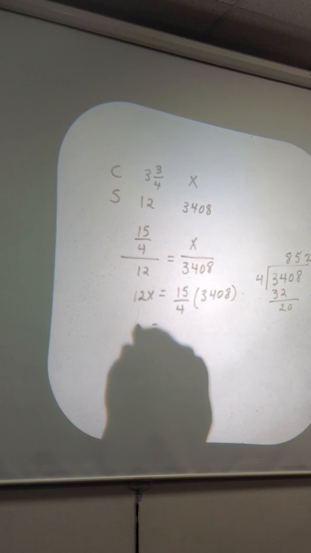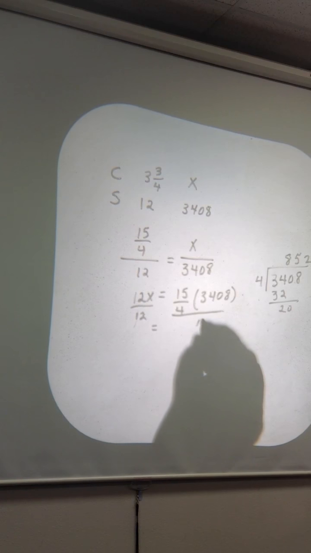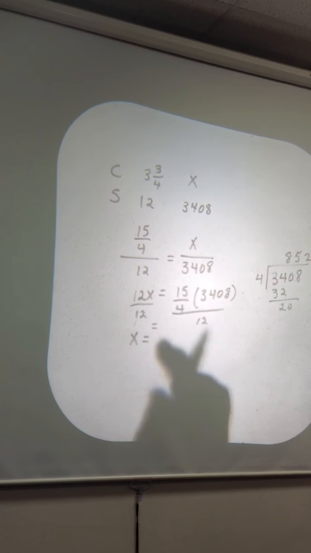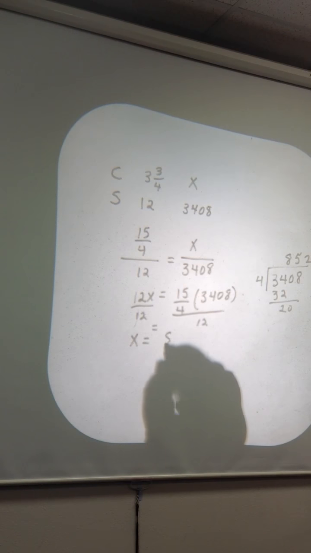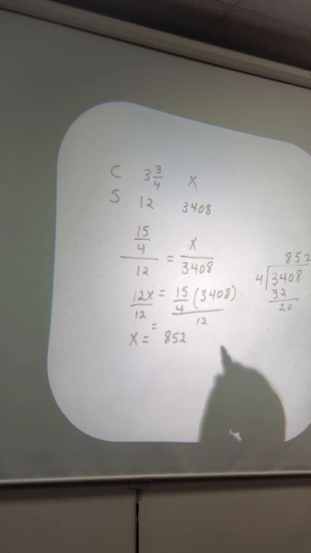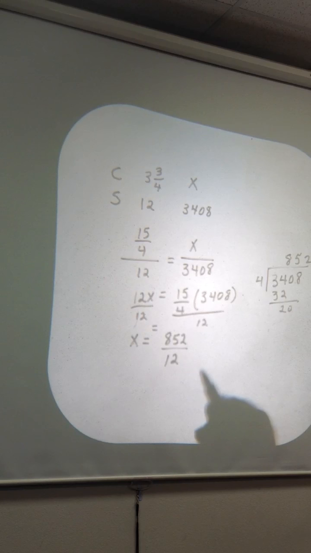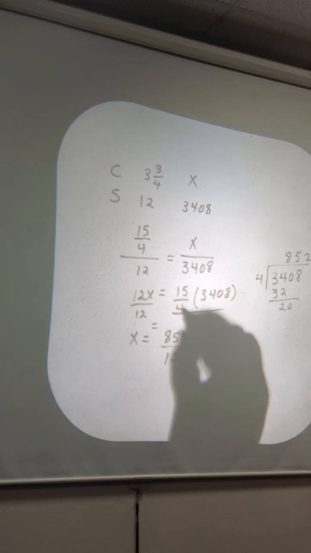So what we have is we divide both sides by 12, and we're going to have x equal 15 times 852 divided by 12. How many times does 12 go in there? 71. What did you say to multiply, the 852? What, just to make this simpler up here?